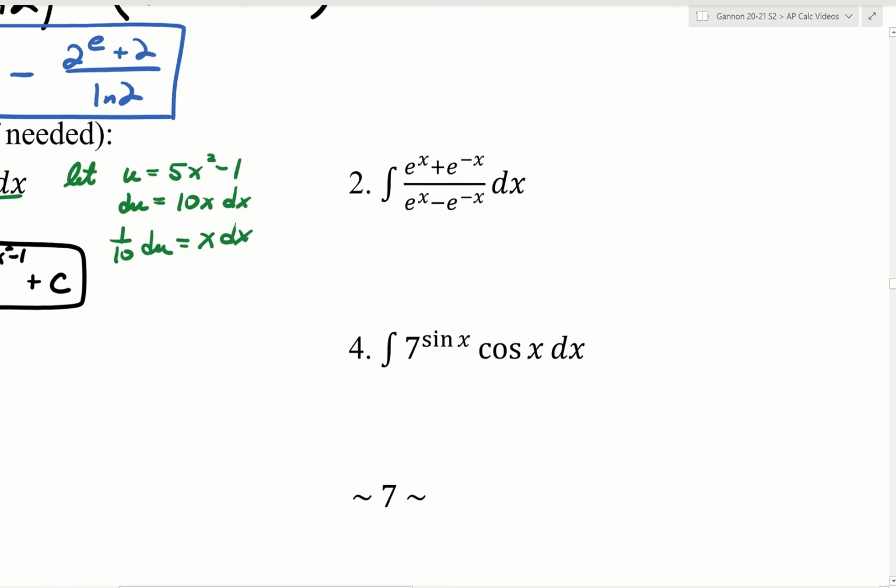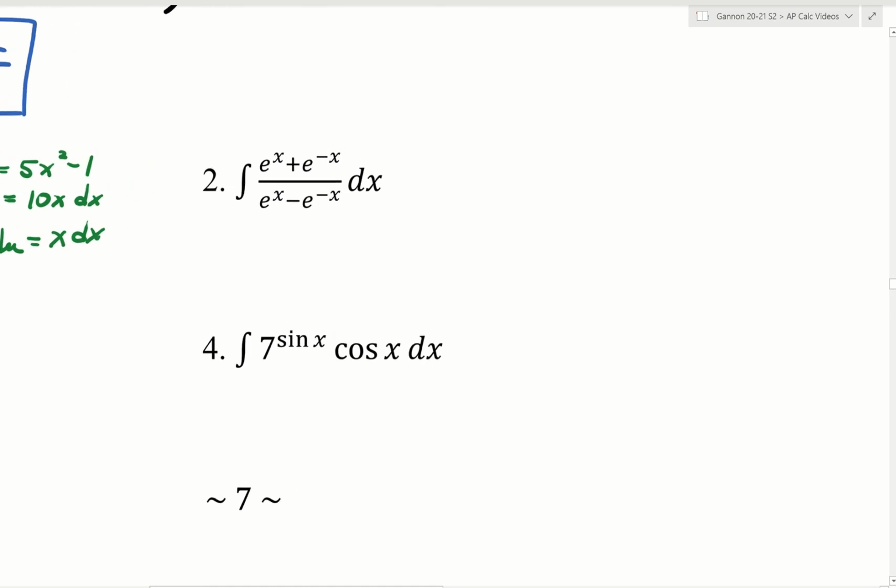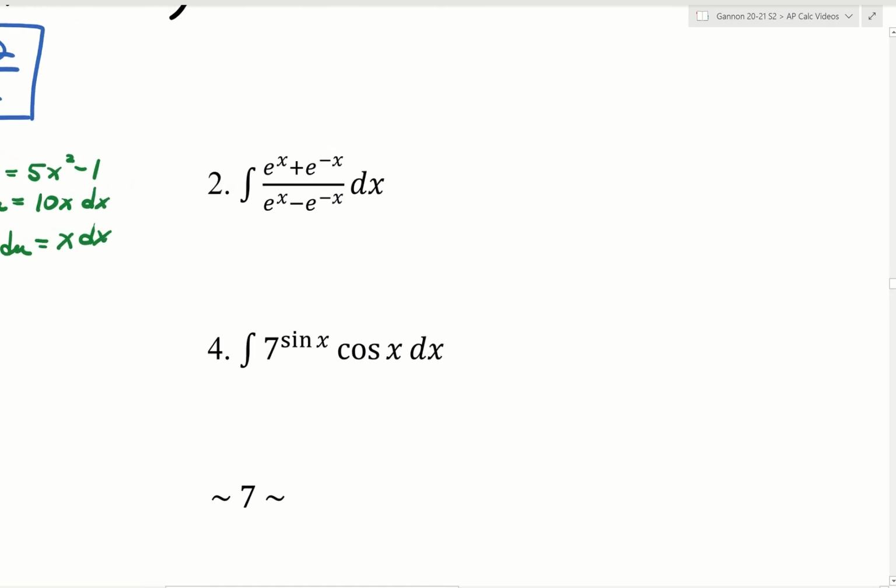All right, if we do number 2, again, kind of the same idea. We've got to figure out what goes where. This one's not as obvious maybe, but a lot of times with fractions, you want to let the denominator be u. So let's see what happens when we do that. If we let u equal e to the x minus e to the negative x, du is e to the x plus e to the negative x dx. And if you look at that, there it is. So we made a good decision with what we chose for u.